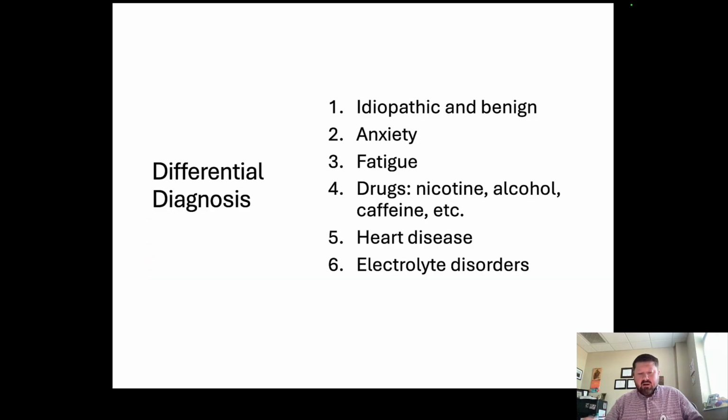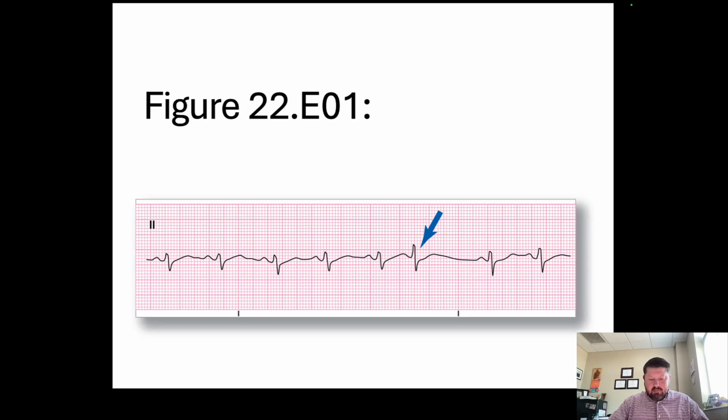So the differential diagnosis. What can cause the PJCs? They can be idiopathic and benign. So most of the time they are. Anxiety, fatigue, drugs, nicotine, alcohol, caffeine, heart disease, electrolyte disorder. So a lot of the copy and paste differential diagnosis of just about all the arrhythmias we've seen so far. So let's look at a couple of examples.